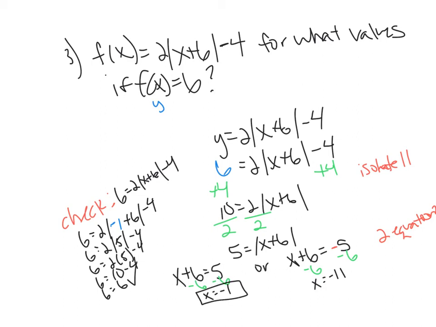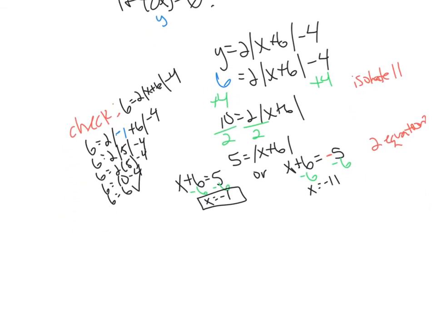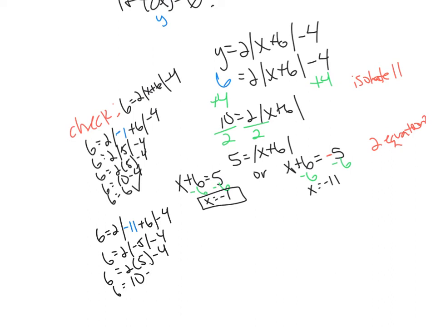So let's do the same thing for negative 11. If we check negative 11, we're going to have 6 equals 2 absolute value, and we're going to plug in negative 11. And let's simplify. Negative 11 plus 6 is negative 5 this time. Absolute value, again, would be positive 5. 5 times 2 is 10. Minus 4 is going to be 6. Does 6 equal 6? Yes, it does. So we can box it.